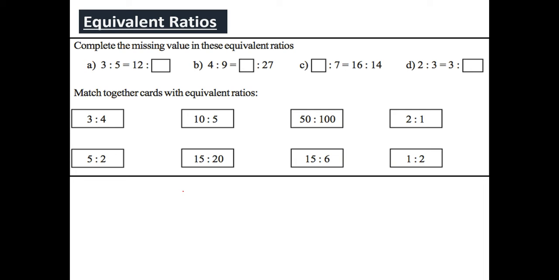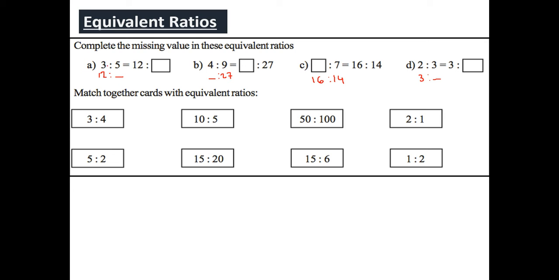Now let's have a look at these equivalent ratios. So you're trying to find the missing equivalent ratio. The way that I would write this to help is, the one that they give you in full, I would write the equal one underneath it. So it'd be 12 to something. And then this one would be 4 to 9 is something to 27. This one's the other way around, so this one would be 16 to 14. And this one is 3 to something.